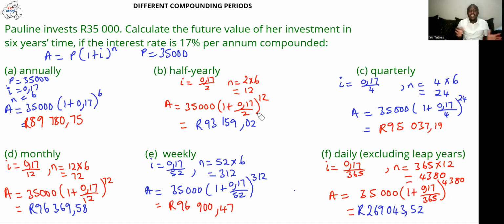Then monthly, you can see how the increase is. And there isn't much difference between your monthly and weekly. But you see a big jump from your weekly to your daily, because now we are doing it daily, and the amount that you are getting there is 269,000 and 43. That's what you get. So when you increase the number of compounding periods, you're also going to increase the accumulated amount.